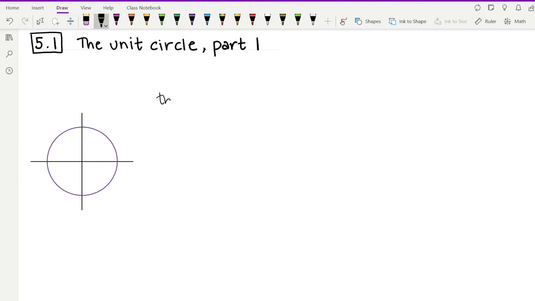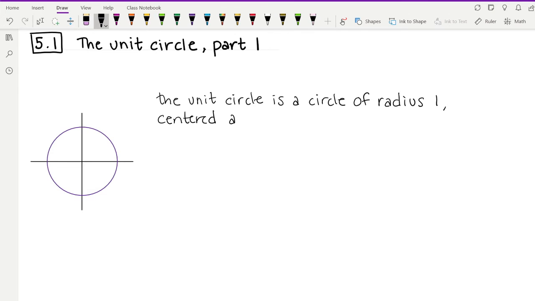Let me write that down. So the unit circle is just a circle of radius 1, and it is centered at the origin, which is the point 0, 0.